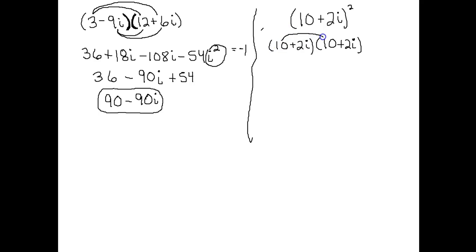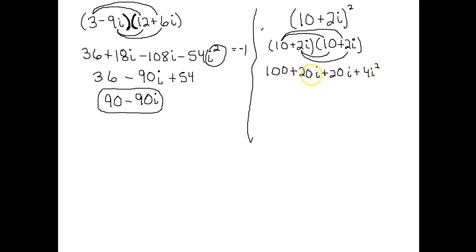Let's see, distribute your 10. 10 times 10 is 100. 10 times plus 2i is plus 20i. Then distribute your 2i. 2i times 10 gives you plus 20i. And 2i times 2i gives you plus 4i squared.